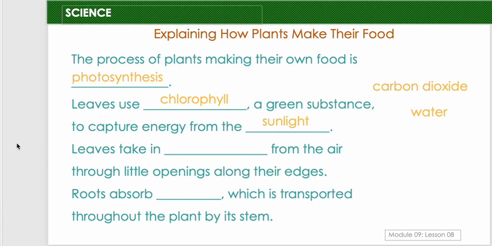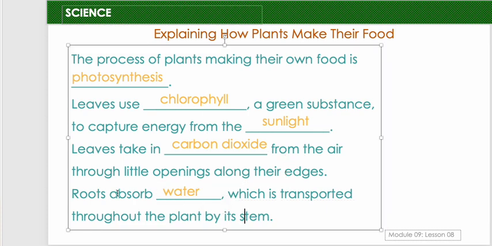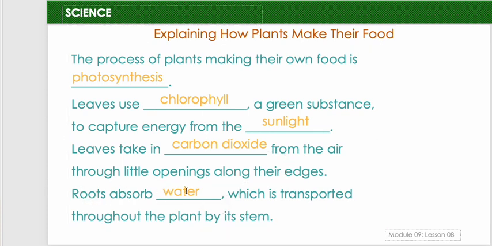So the leaves are going to take in what from the air through little openings in their edges? Are they taking in carbon dioxide or water? So remember, carbon dioxide is what plants breathe in. They breathe out oxygen. So they are going to be breathing in carbon dioxide, and then we know that water is moved through the roots and the stems and the leaves throughout the plant. So the root has to absorb the water to transport it through the plant and its system.